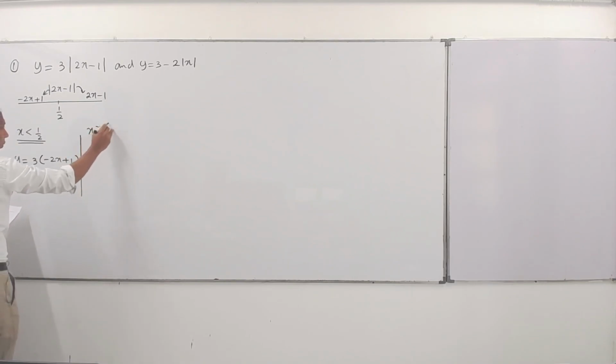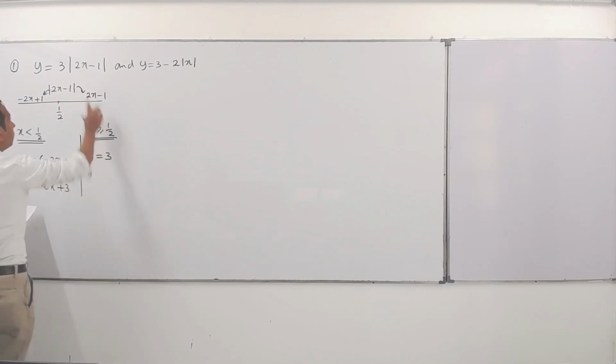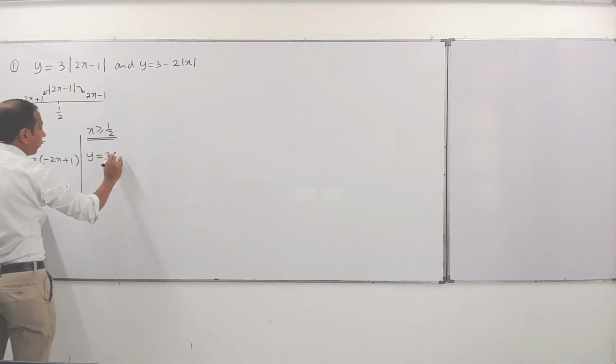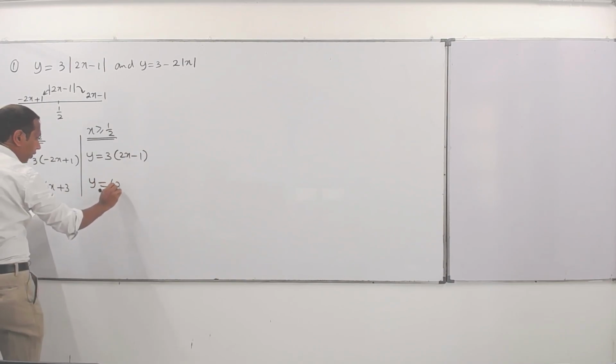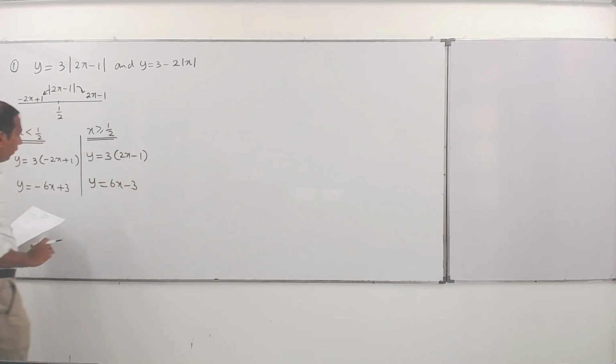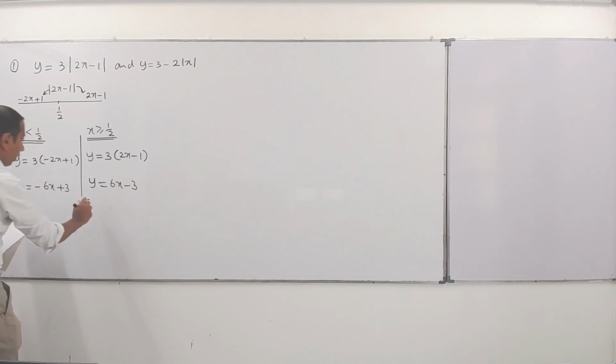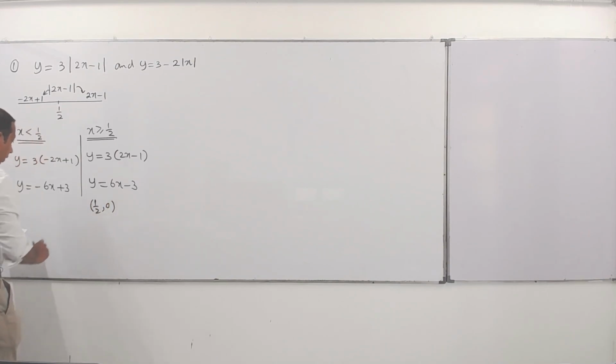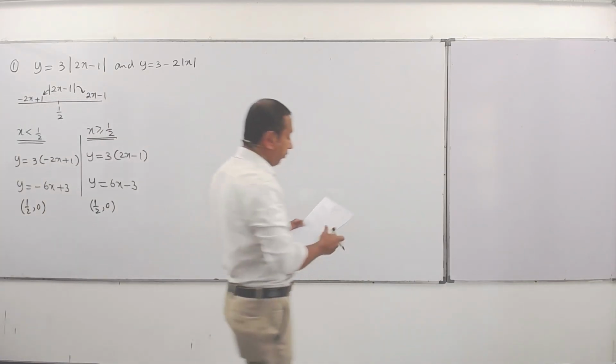When x is greater than or equal to half, y will be equal to this. On the right of half it is going to be 2x minus 1, so y equals 6x minus 3. Now we can put x half here. When you put x half here, y becomes 0. Here also when you put x half, y becomes 0. Now we'll draw the graph.